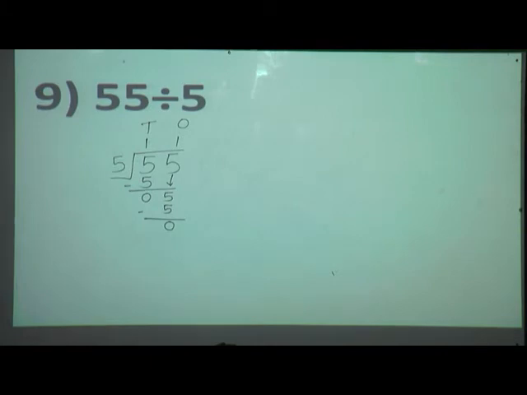So what is the quotient in this example? Yes, in this example the quotient is 11. That is our answer. So here we have to write answer 11. And what will be the remainder? The remainder is 0. Understood? Okay.